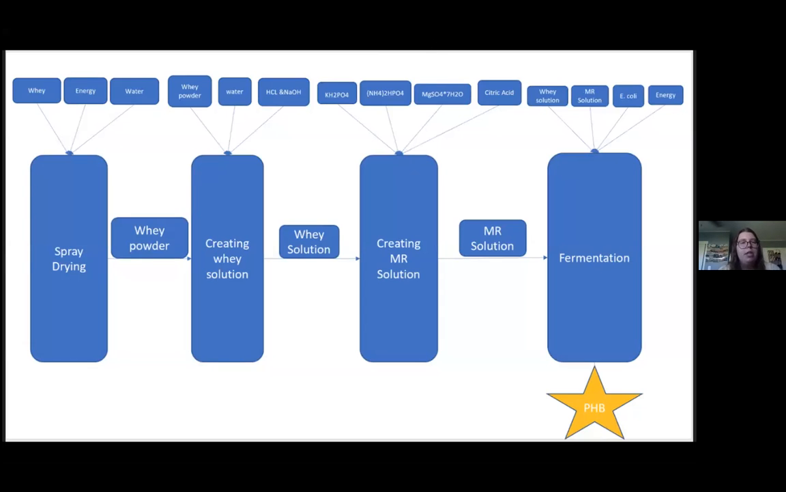So the whey has to be treated, and in this case, it's turned into whey powder through spray drying. And then the whey powder is mixed with water, hydrochloric acid, and sodium hydroxide to create a whey solution for the E. coli to use as the carbon source. And then the MR solution is created with trace metals and minerals for the E. coli to grow and effectively produce the PHB. And all of that is combined into an incubator for fermentation, and the E. coli eventually produces PHB granules.